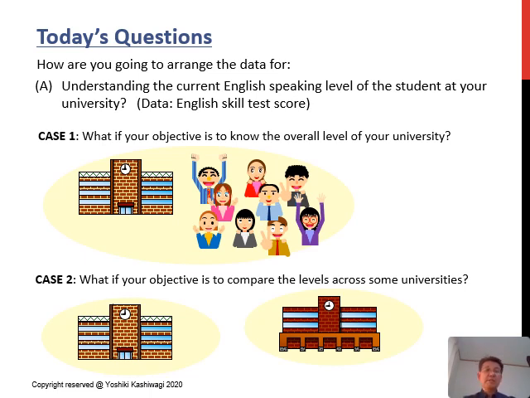I said the right answer depends on your goal. Okay, let's take case one. What if your objective is to know the overall level of your university? Once you get a job, your boss will ask you, what is the level of the English speaking skill at YNU? What would you show? What would you say about this with data?